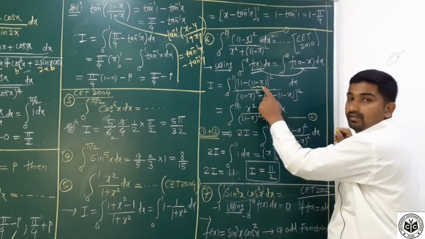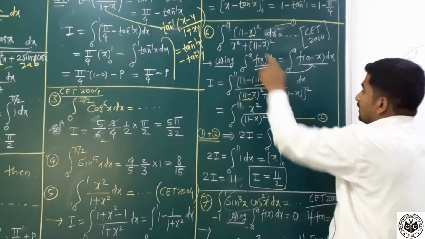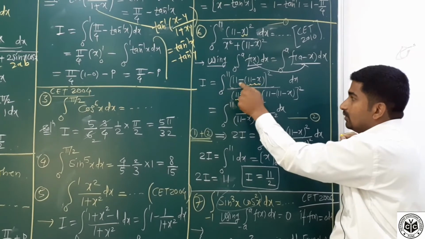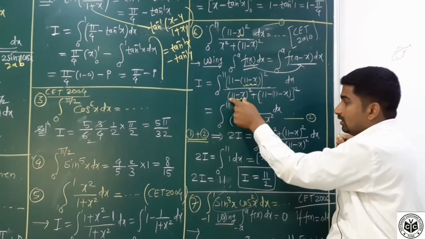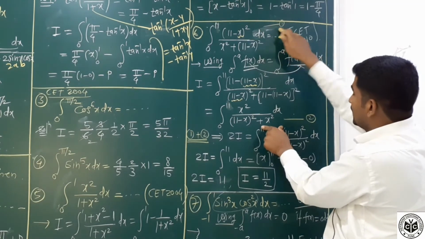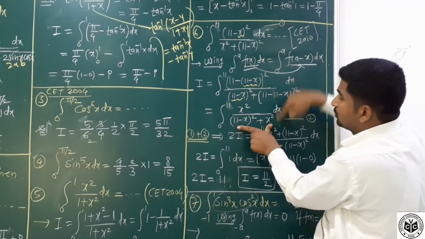X is replaced by 11 minus x. Minus 11 plus 11 get cancelled, minus minus plus x square, 11 minus x square plus x square. If you consider this as first and this one as second, both the denominators are the same. Take the addition of these two.